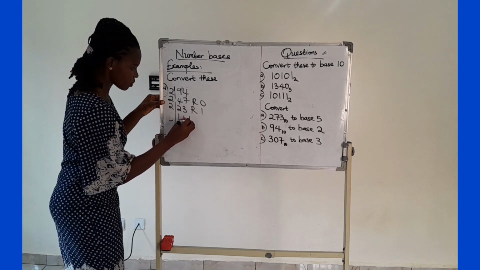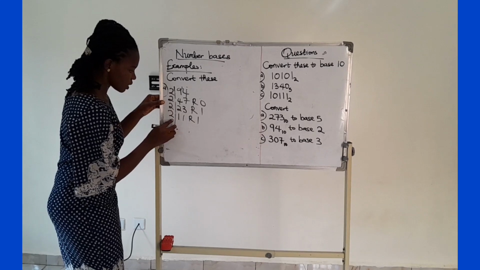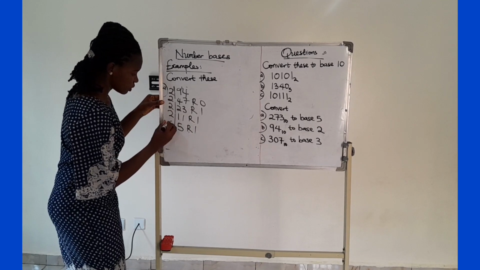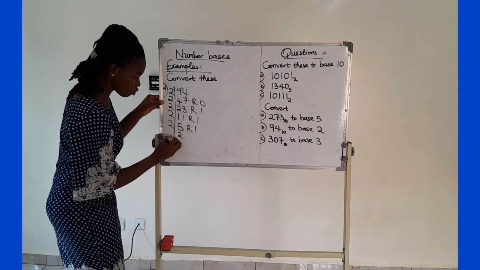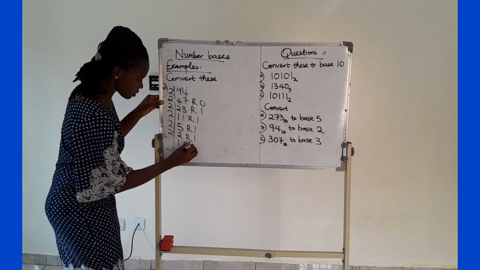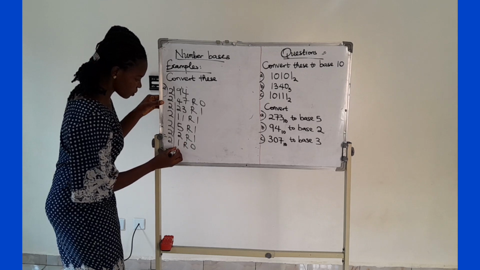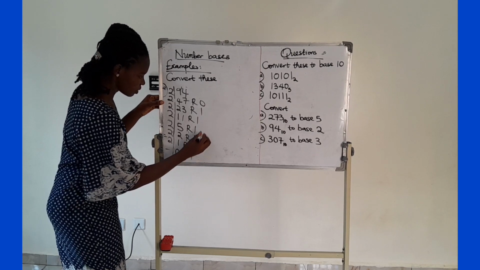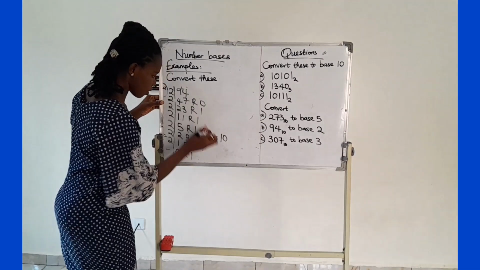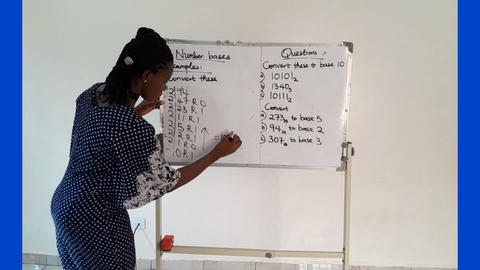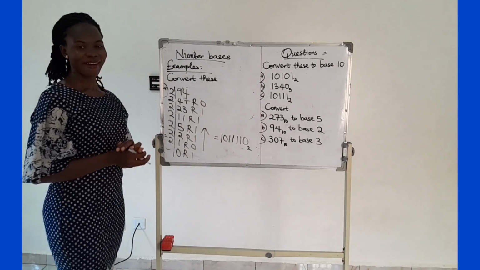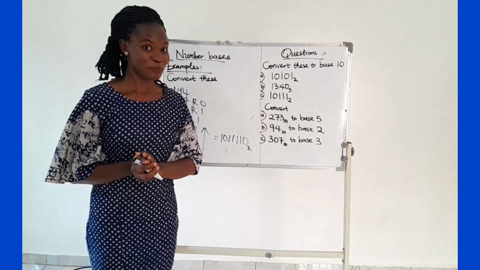2 into 3 is 1, remainder 1. 2 into 1 cannot go, 0, remainder 1. So from down up, I will have 1011110 base 2. Is it not very simple?